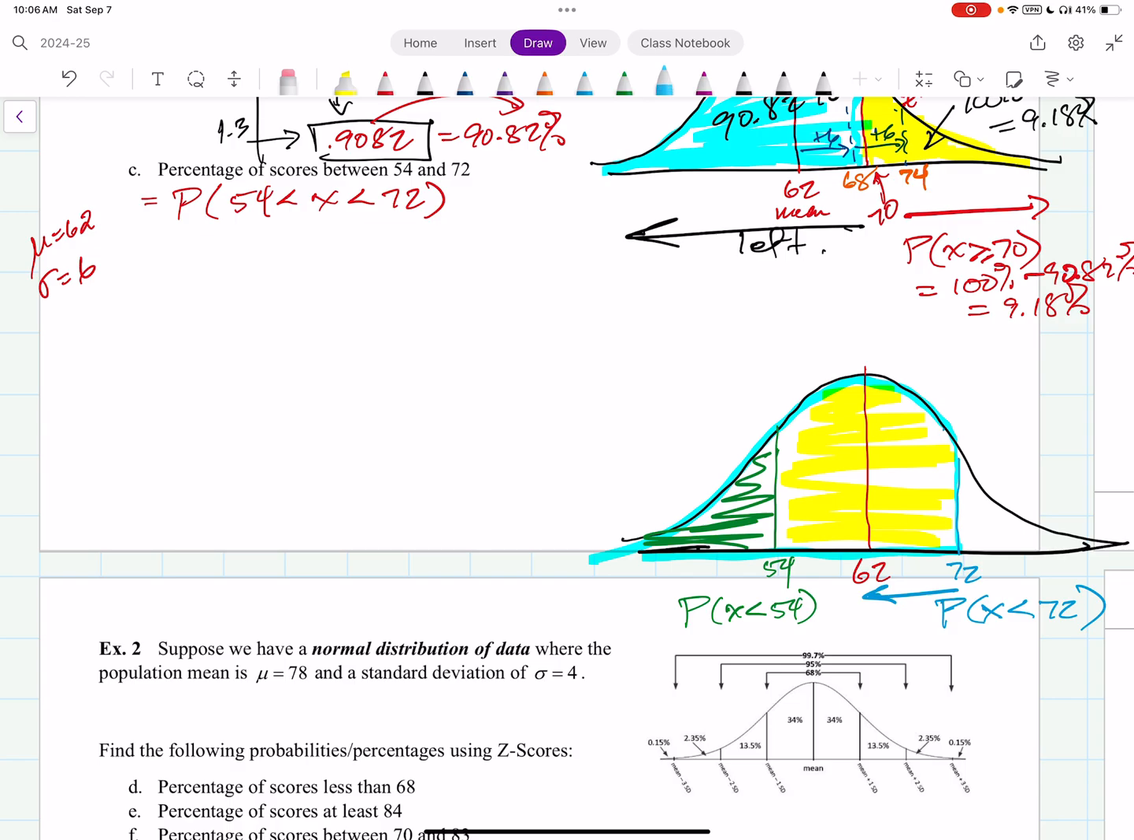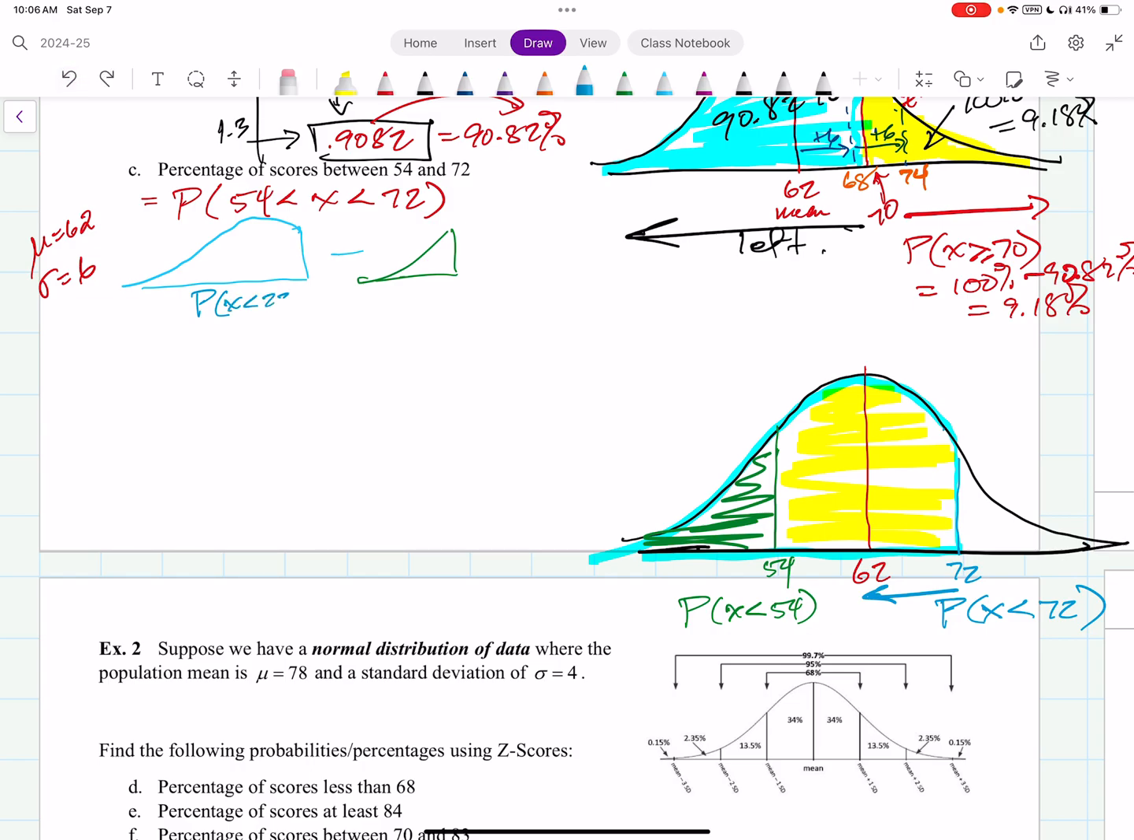Okay, so the big area. Let me just sketch this here. I'm going to subtract the little green area from 54, which is very small. So the big one is the percentage of the population that's less than 72.